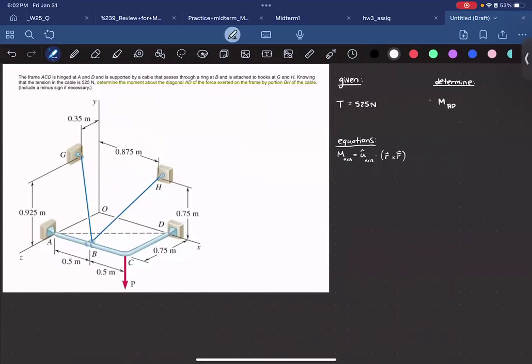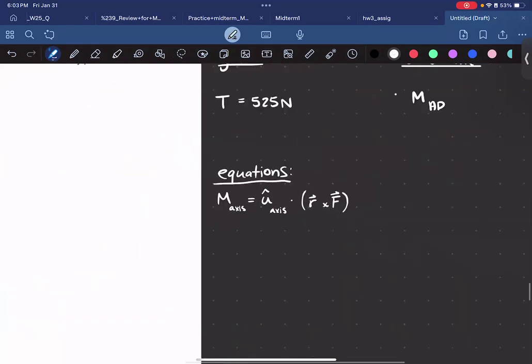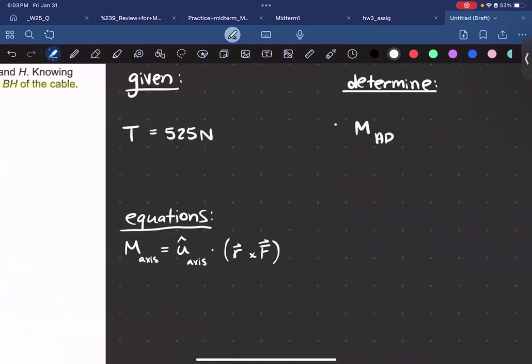The frame is hinged at A and D and is supported by a cable that passes through a ring at B and is attached to hooks at G and H. Knowing that the tension in the cable is 525 newtons, determine the moment about the diagonal AD of the force exerted on the frame by portion BH of the cable. So, I've written out our tension that we're given, as well as what we need to find.